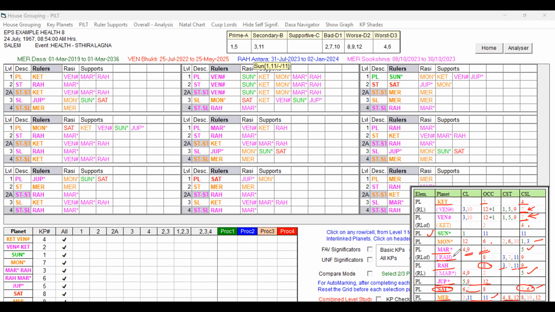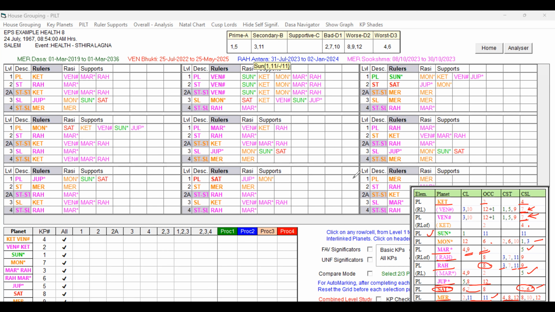Instead of studying with the EPS tables, you can directly come to the analyzer table, the PILT table, and keep it open. You can study these planets and find their self strength, and that will be more useful. You can also click on any planet and check the EPS table here. Anyway, we have to keep it in mind.